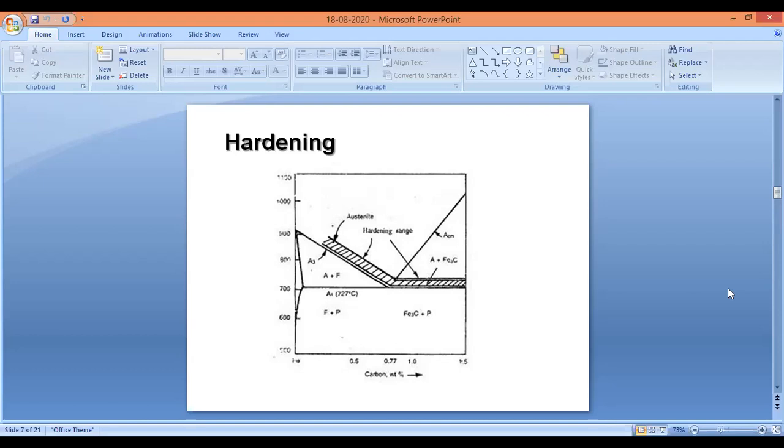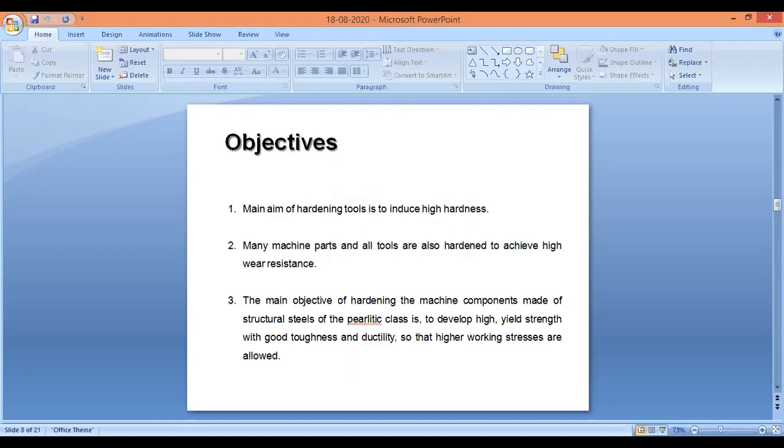Now, what are the objectives of hardening? Hardening is done to all tools, heavy duty carbon steel machine parts, and almost all machine parts made of alloy steels. The main objectives are three. First one is hardening tools to induce high hardness. The cutting property of the tool is directly proportional to the hardness of the steel.